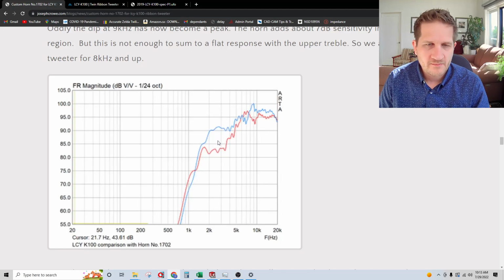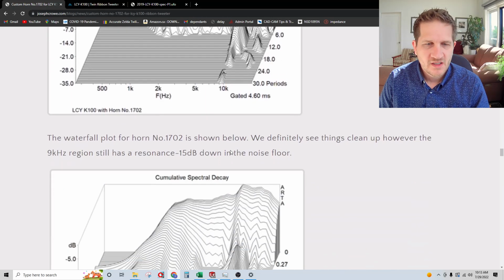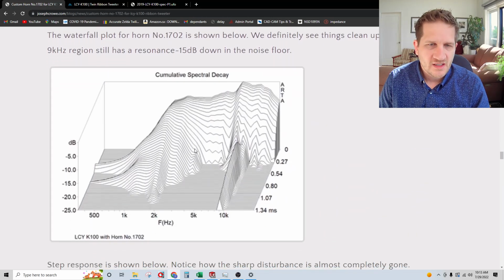However, it's not really relevant with this tweeter considering that it's intended for 7 kilohertz and up. So now looking at the burst decay, we see a mild improvement with that 10 kilohertz region, as well as the cumulative spectral decay. You see a mild improvement, but it is still persistent. So it leads me to think that this is something inherent in the driver.